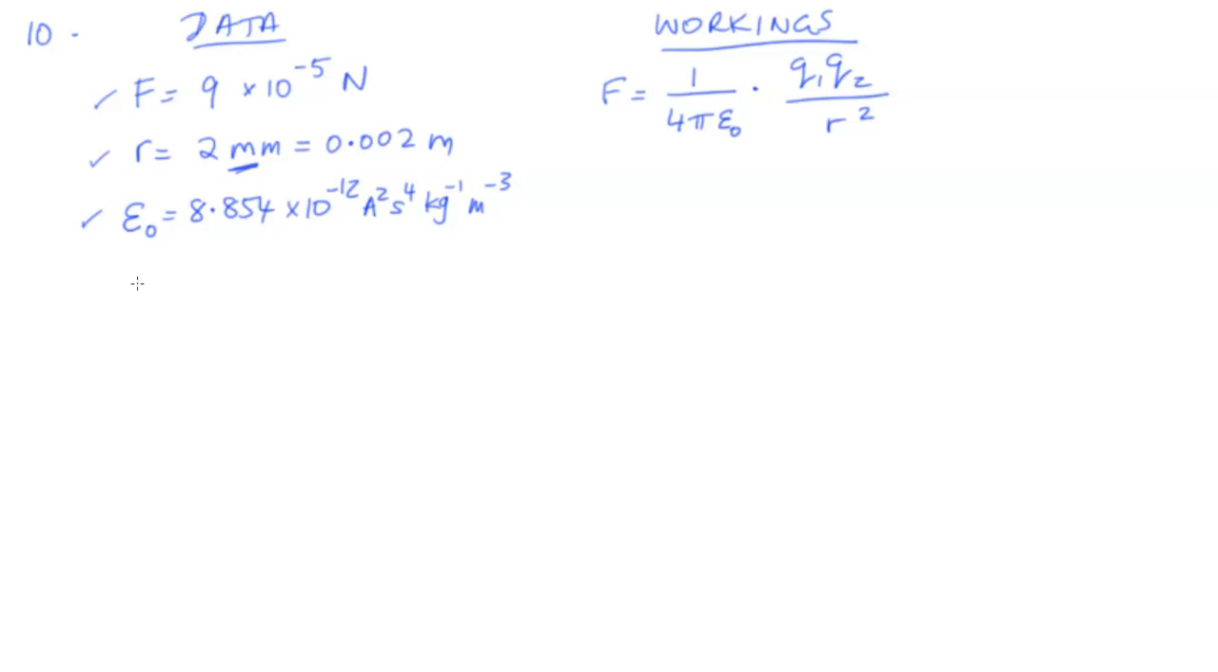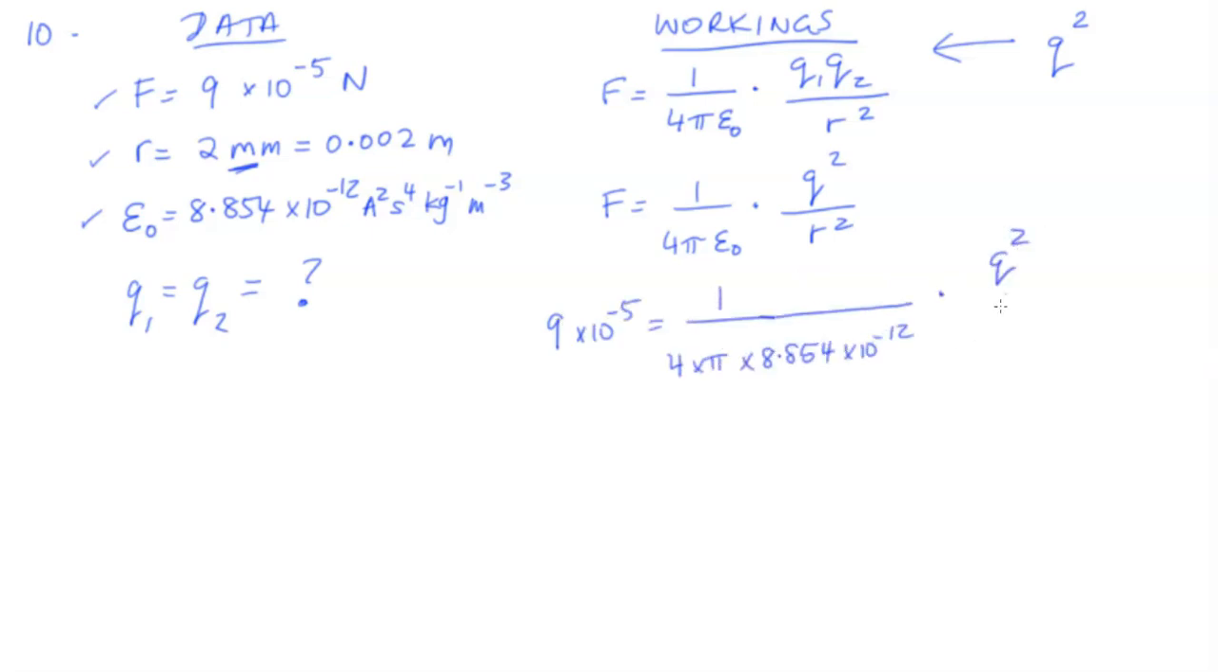So we've got Q1, and it's identical to Q2. So these are both the same. We want to find out what they are. So in this equation here, we've got Q1 times Q2. Because they're identical, we can just say Q squared. And we can substitute that in, and we substitute all our known data into this formula.